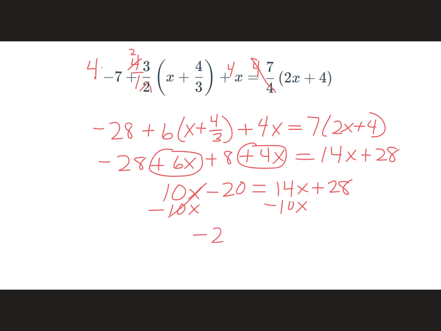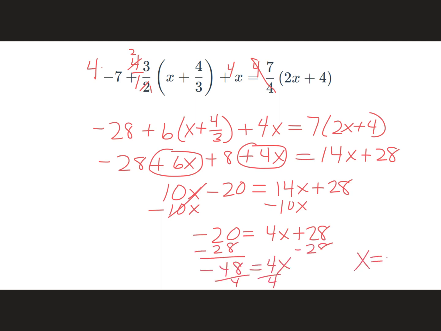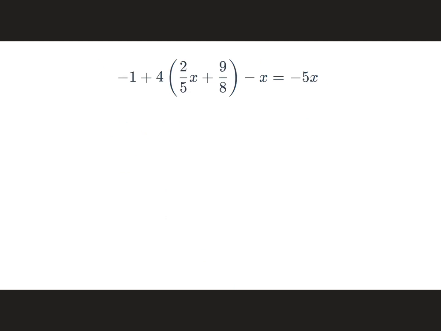And I have negative 20 equals 4x plus 28. I'm a two-step problem. Let me finish that for you. And the answer is x equals negative 12. How do I know if that's right? I can throw it back in there if I want to play with those fractions. My only fractions are inside the parentheses here.